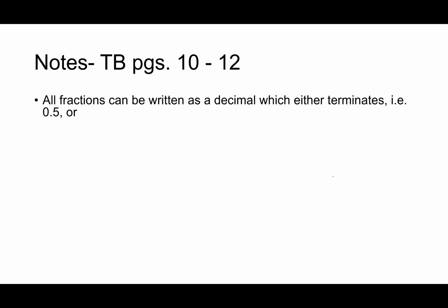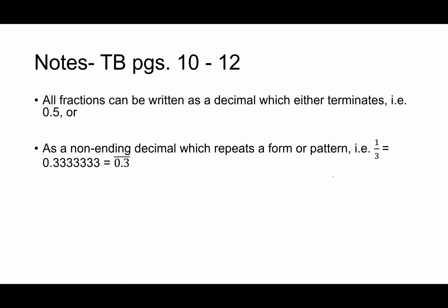All fractions can be written as a decimal, which either terminates like 0.5. What's the fractional equivalent of 0.5, guys? It's just 1/2. And 1/2, if we were to write that as a decimal, doesn't go on and on. It's just 0.5. Some fractions are non-ending decimals, which repeat a pattern.